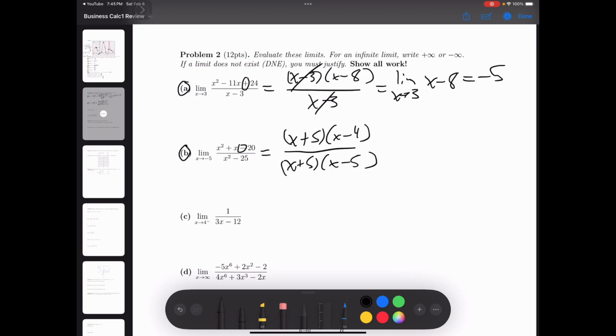Yeah, so we can cancel the x plus 5s, and we get the limit as x approaches negative 5 of x minus 4 over x minus 5. Which again, we can just plug negative 5 directly in. On the bottom, we get negative 10. On the top, we get negative 9. So we get positive 9/10.